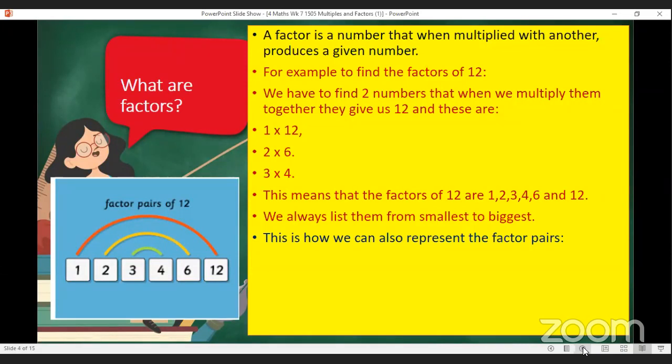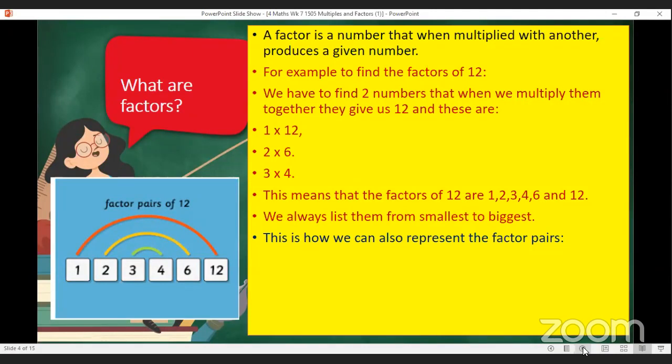And then we always start from 1. So we say 1 multiplied by that number that we are looking for. For example, we want to find the factors of 12. So we say 1 times 12 gives us 12, right? So those are the first 2 numbers. So always 1 and that number, they are the first 2 factors of any number.